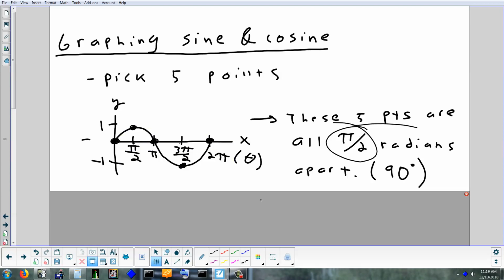Any questions on that idea, finding those 5 points? We'll explain more how to do it, but just kind of any question on the goal? All right.